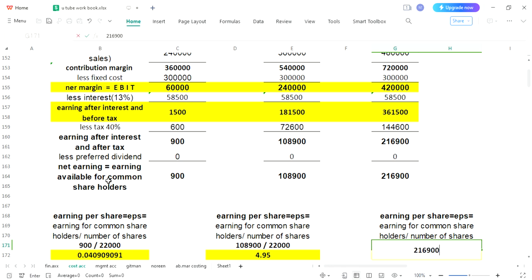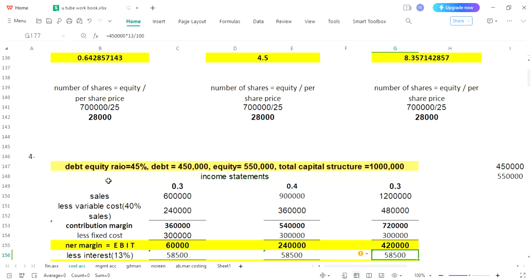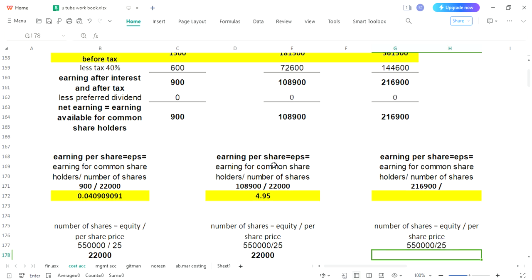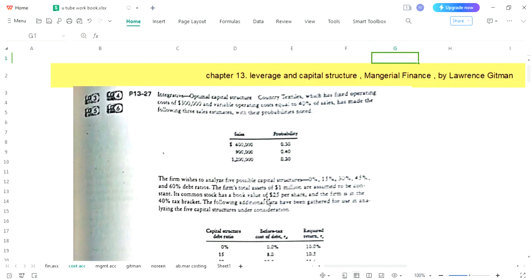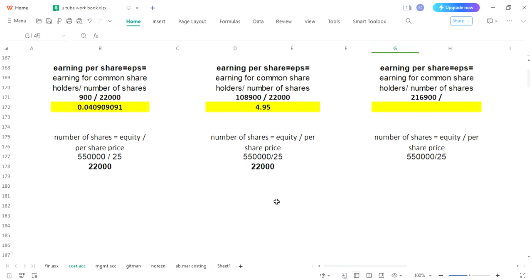2,16,900 is the amount of earning available for common shareholders. Next we need the number of shares, for which we need equity. Equity was mentioned over here. How? Because 45% was debt and the remaining amount, 550,000, was your equity. So here 550,000 would be put, and price per share 25. It was mentioned in your question, 25 per unit price. So here you will be putting 25.